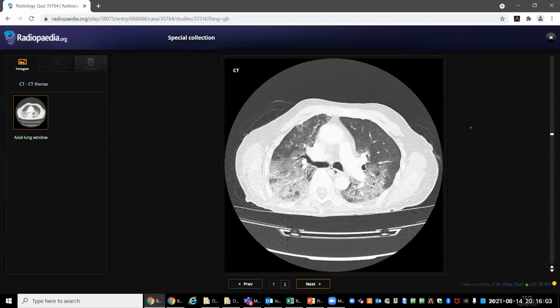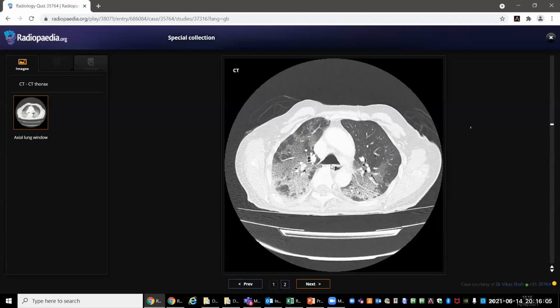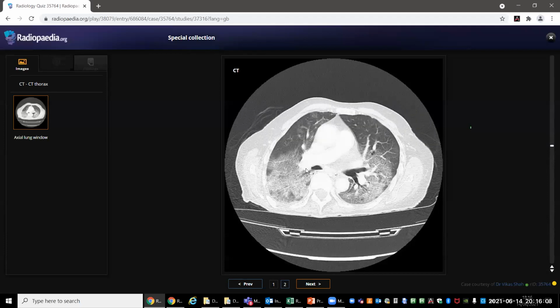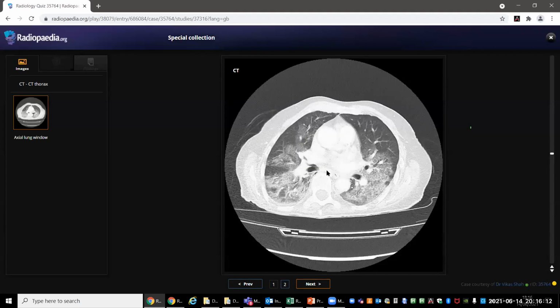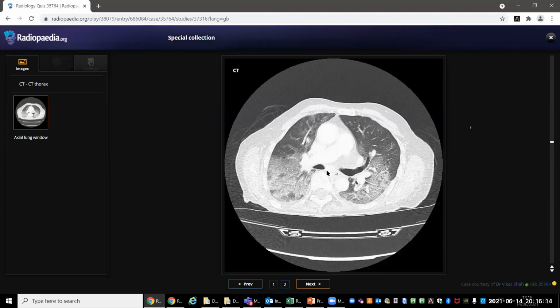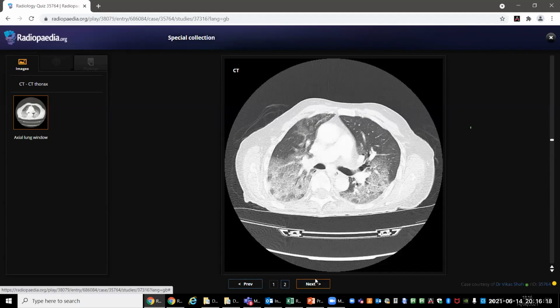And it's classically perihilar distribution. Yes, alveolar proteinosis is the same, the 4 Ps will still come in this CT, but the cyst would support PCP more. So PCP was the answer to this reading.